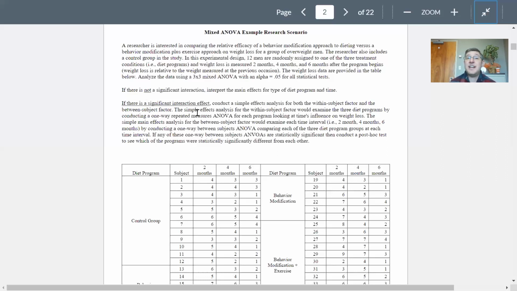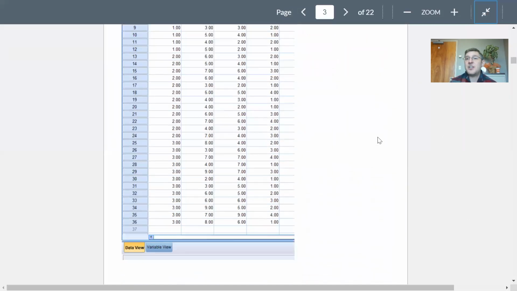The simple main effects analysis for the between subjects factor, we would basically do a one-way between subjects ANOVA, looking at each of the 3 diet programs at each time interval. So we'd select one time interval, essentially, look at time 1 and say, is there a difference between the diet programs? And we'll talk about that as we go through the analysis.